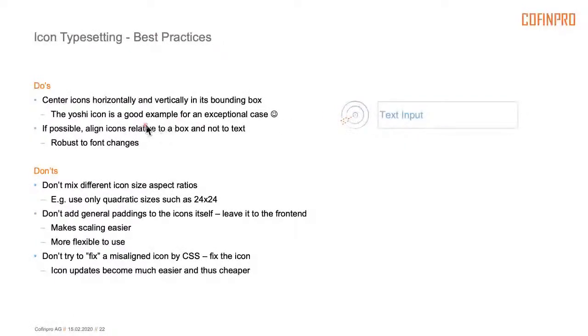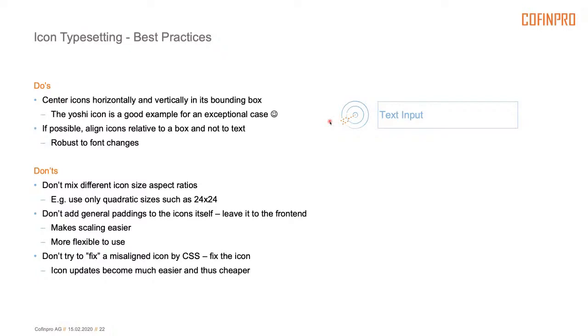Of course, the Yoshi icon is a very exceptional case, because I've on purpose switched Yoshi not to the middle of the actual SVG, but to the left, so that we can translate it again to pierce the actual border. So that's one very exceptional case. And normally you do not have those complex requirements. Also, as you can see on the right, try to position icons relative to a box and not to a text.